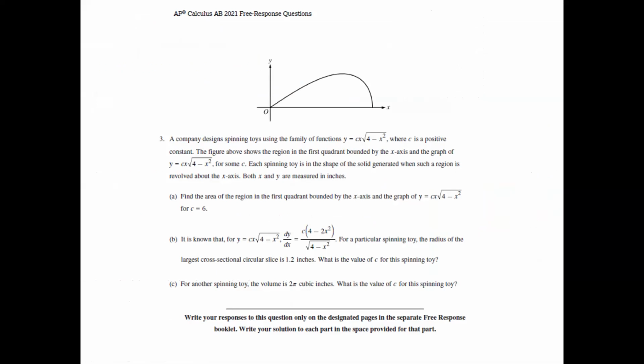Okay, so it has 3 parts. It says a company designs spinning toys using that function, where C is positive, and the figure shown above is a region in the first quadrant. Each spinning toy is in the shape of a solid generated when the region is revolved about the x-axis. So the x-axis is going to be right there, and naturally I'm thinking this is my axis of revolution. I'm going to have my axis of revolution as horizontal, my radius is going to be vertical, and so that tells me it is going to be in terms of dx. Everything has been solved for y, which it already is, which is good.